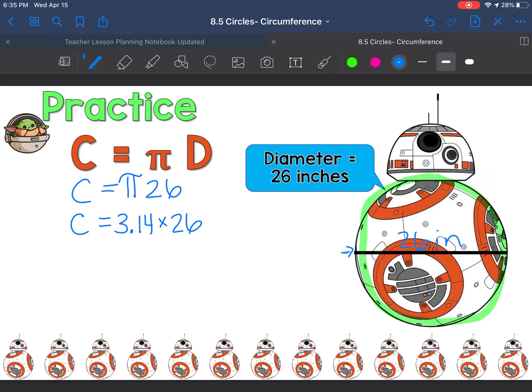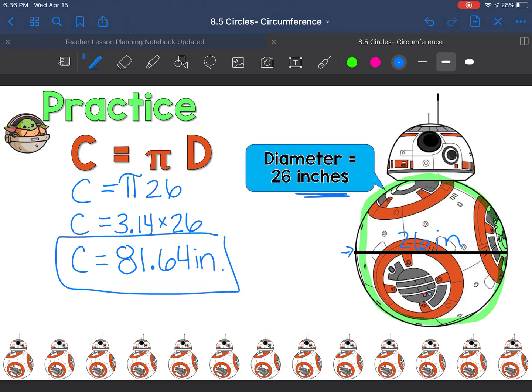Now, guys, we're at home. I don't want to make things more difficult for you than they need to be. So if you have a calculator, please feel free to use your calculator. If we were in class, we wouldn't use calculators, but times are a little different right now. So circumference equals 3.14 times 26, which is 81.64. Don't forget our unit of measurement, inches.